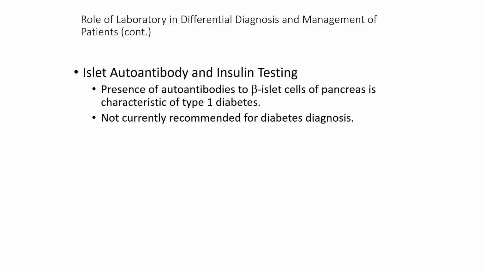And then there's islet autoantibody and insulin testing. Islet autoantibody has to do with the production of self-antibodies against your own islet cells of the pancreas. If those antibodies are present, it can indicate type 1 diabetes. However, this is not currently recommended for initial diabetes diagnosis.